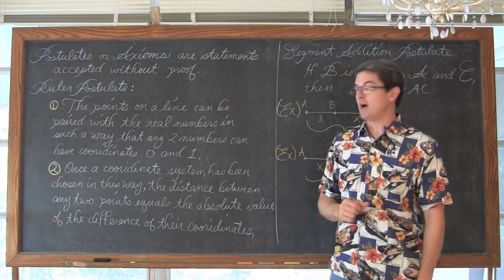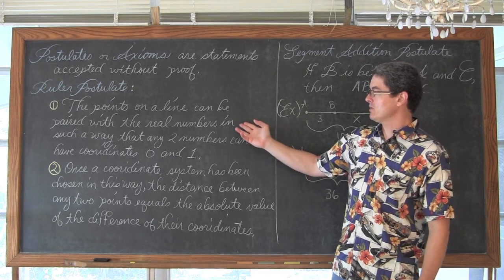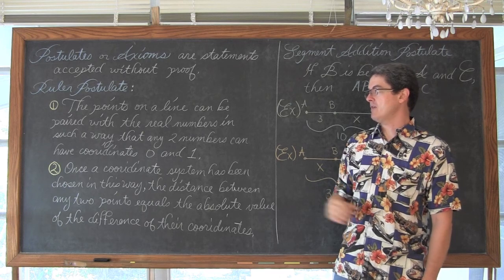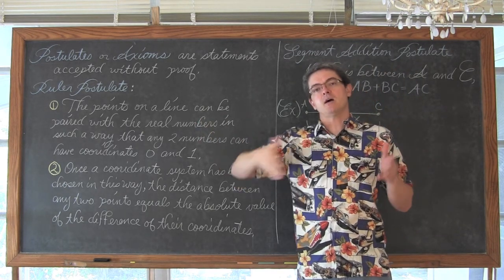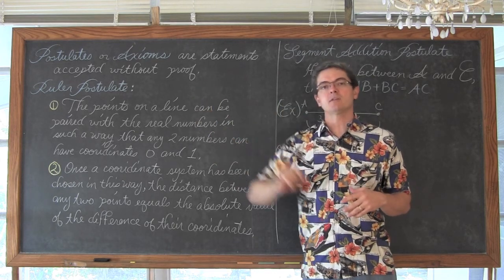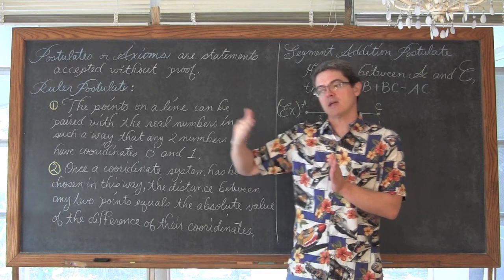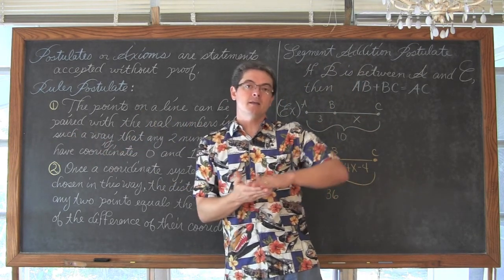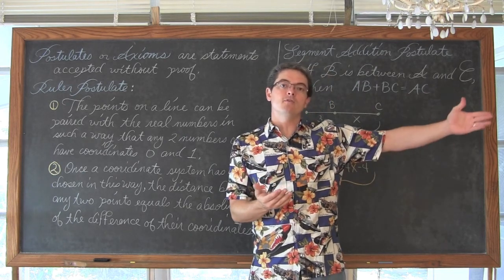The first one being the ruler postulate. The points on a line can be paired with the real numbers in such a way that any two points can have the coordinates of 0 and 1. In my previous example, I had a number line set out. I just put some tick marks down the line, and I picked one of those tick marks to represent a value of 0. And then as I counted to the left, I went -1, -2, -3, and so on, and then increased to the right: 1, 2, 3, 4, and so on.